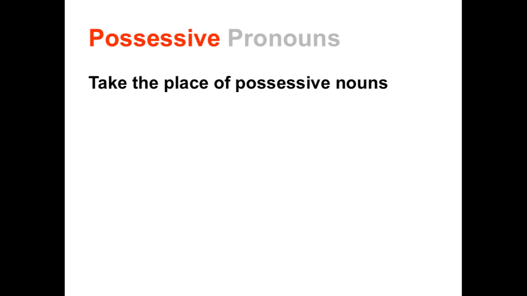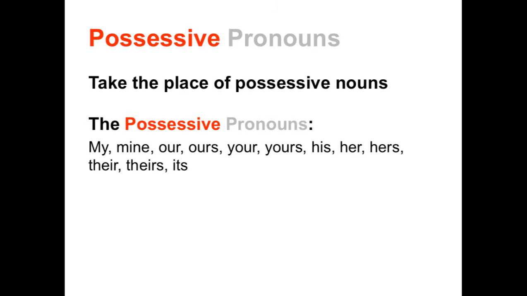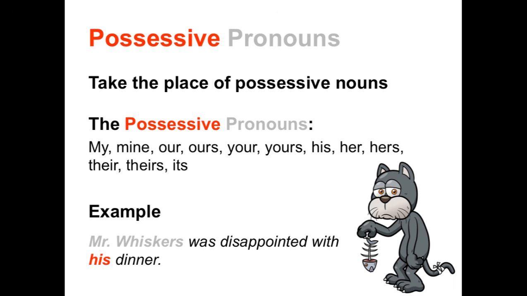Possessive pronouns. Possessive pronouns take the place of possessive nouns. Here are the possessive pronouns. My, mine, our, ours, your, yours, his, her, hers, their, theirs, its. And here's an example of a sentence using a possessive pronoun. Mr. Whiskers was disappointed with his dinner.